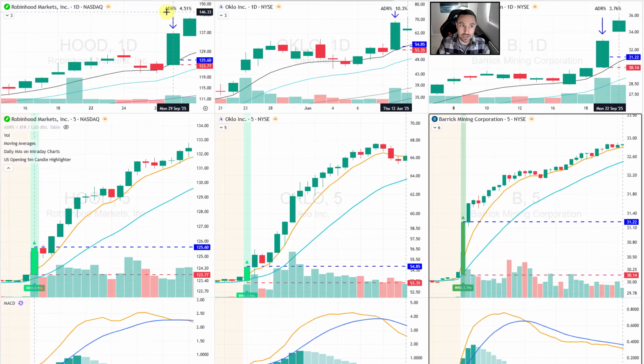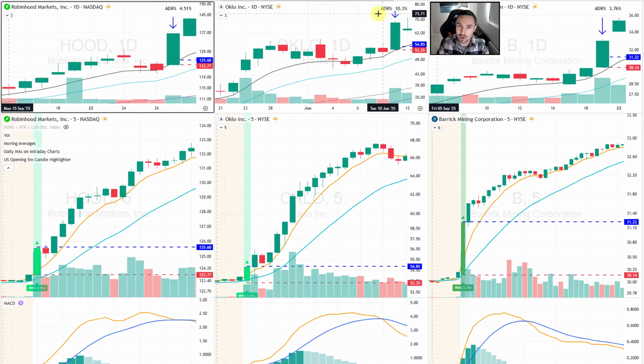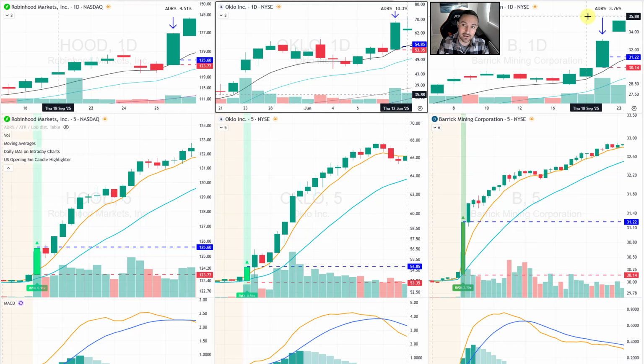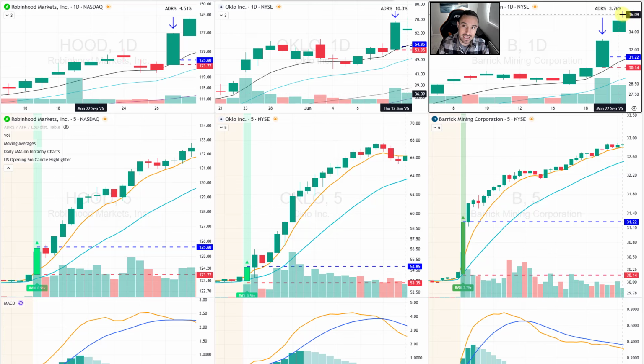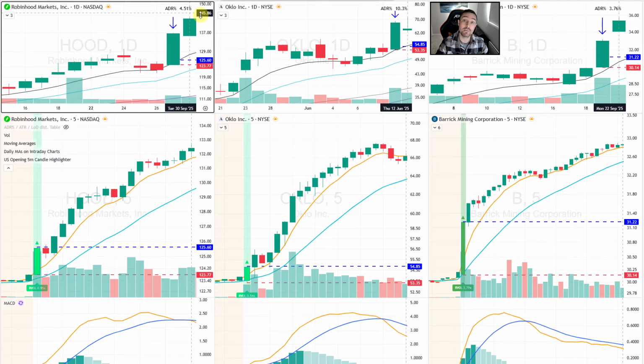If we take a look at Robinhood, the 20-day average daily range percentage is 4.51%. If we take a look at Oklo, it's 10.3%. If we take a look at Barrick Mining, which is a precious metal miner, it's 3.76%. So what I want to know, and how this indicator is helpful for me, is to understand when a stock goes on a big move for the session relative to its 20-day ADR percentage. So potentially it goes up 1.5 times, so that would be, say, a 15% move for Oklo in that day, or maybe 2 times, which would be a 20% move for Oklo that day. If it was 2 times for Robinhood, that would be around about 9%.